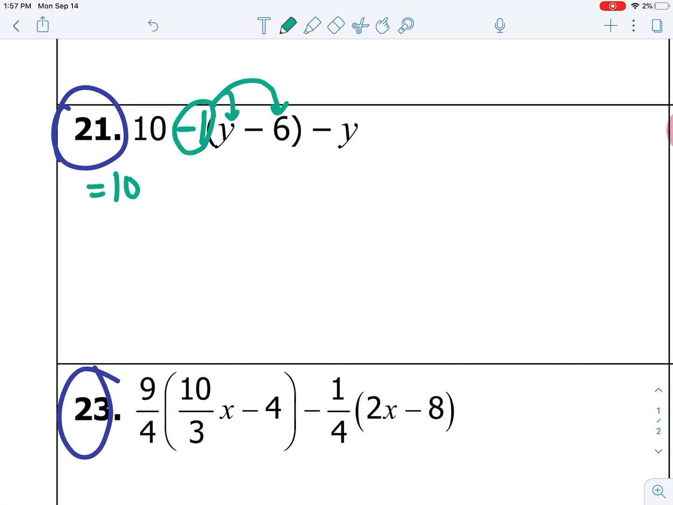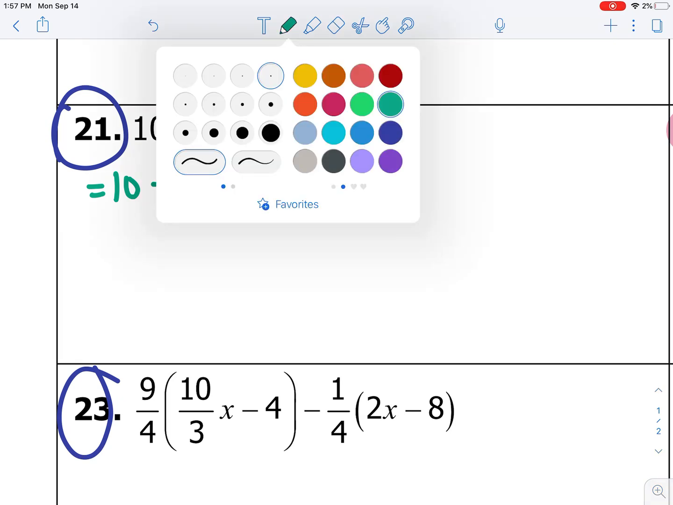There's an understood 1 after the minus sign, so we need to distribute negative 1 inside the parenthesis and stop when the parenthesis ends. So negative 1 times y is negative y. Negative 1 times negative 6 is positive 6. I copy down the negative y at the end.